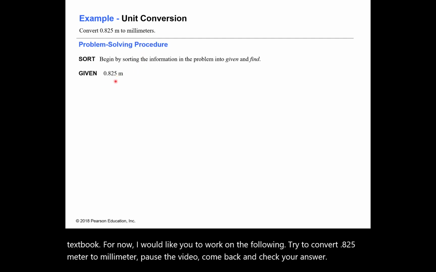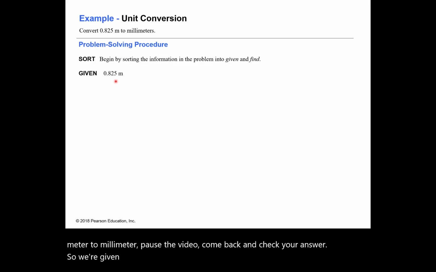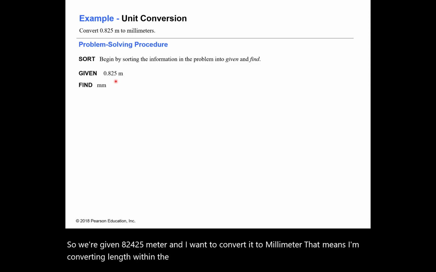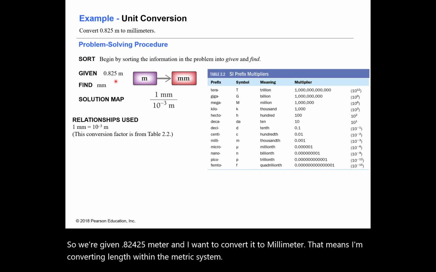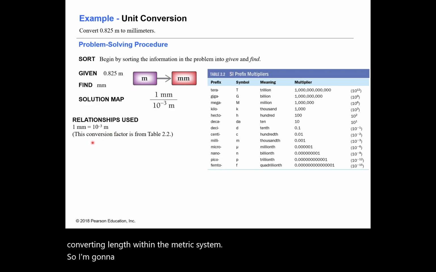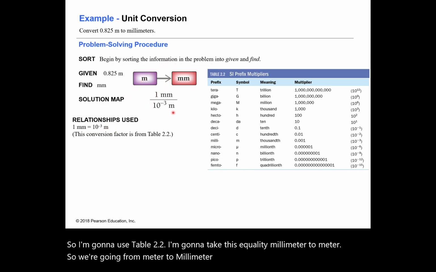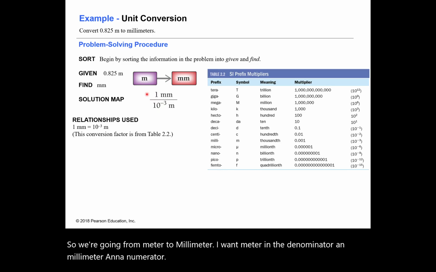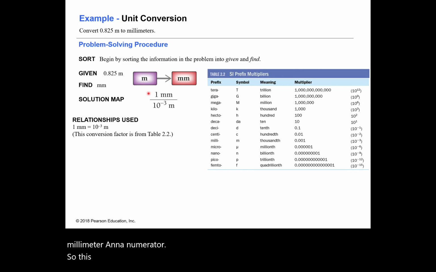So we're given 0.825 meter, and I want to convert it to millimeter. That means I'm converting length within the metric system. So I'm going to use table 2.2. I'm going to take this equality, millimeter to meter. So going from meter to millimeter, I want meter in the denominator and millimeter in the numerator. So this works here. Then let's set it up.